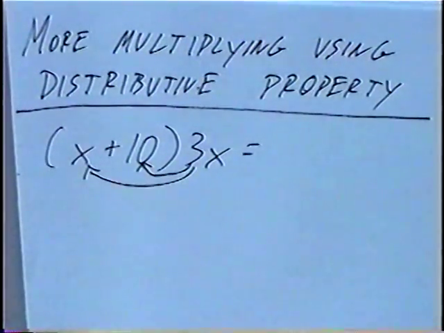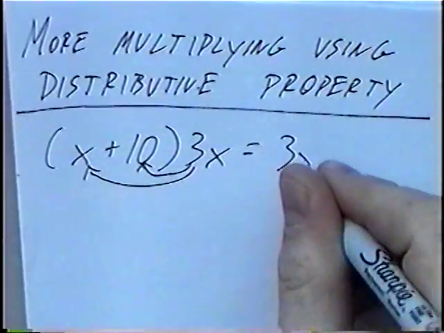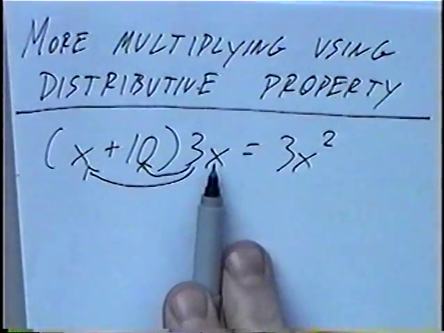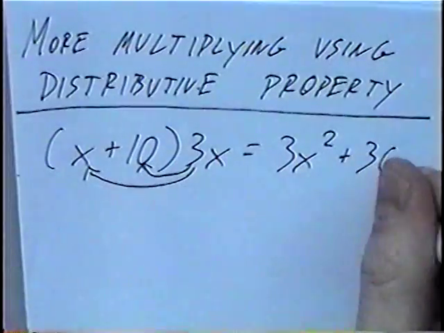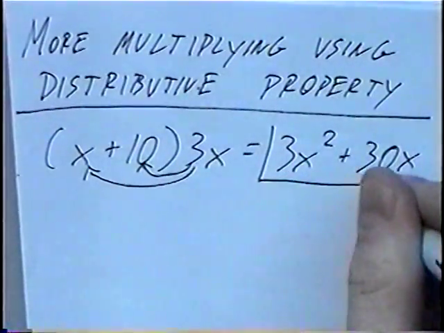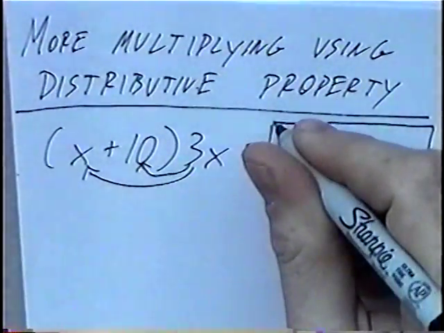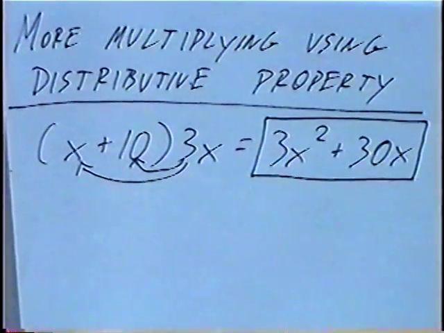3x times x would be 3x squared, and 3x times a positive 10 will be plus 30x. So our final answer, 3x squared plus 30x.